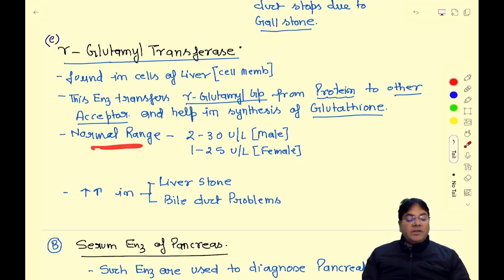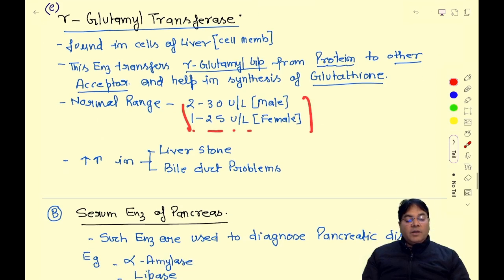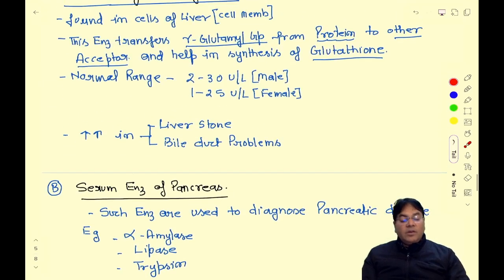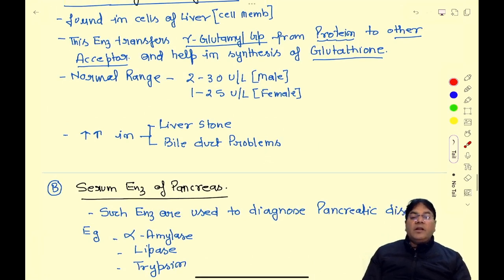So the normal range in male and female is different: in male it is 2 to 30 units per liter, and in female it is 1 to 25 units per liter. These are the differences in the normal range. But beyond this normal range, if it increases, then it is indicative of liver stone or bile duct problems. Now this is all about the markers of liver disease.